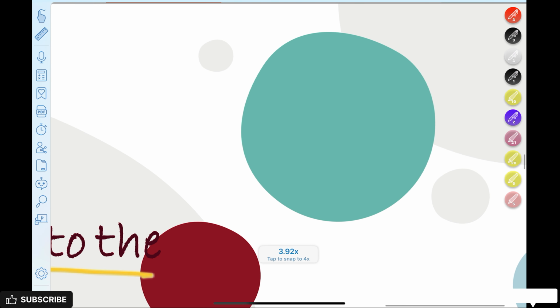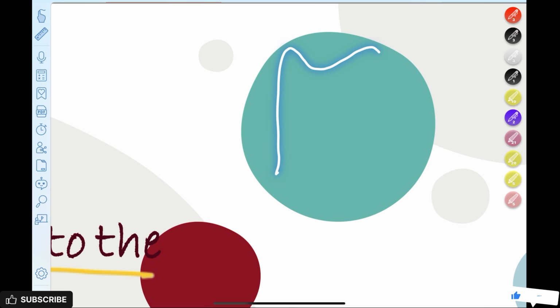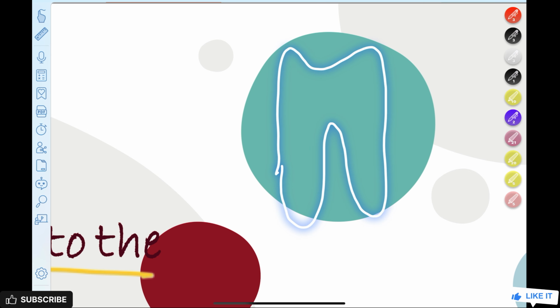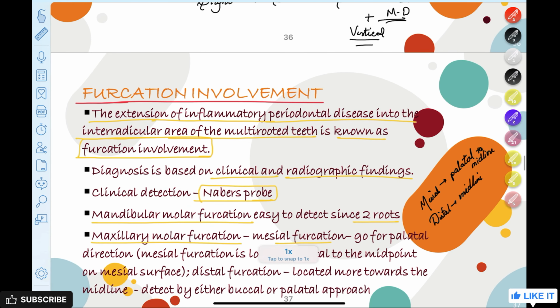As we know the parts of a tooth, imagine this is a tooth and this is the crown portion. This is known as the root trunk. These are my two bifurcated roots. This is my crown. So this hole is known as the furcation area. So if the inflammatory disease is in the interradicular area of the multi-rooted teeth, it is known as furcation involvement.